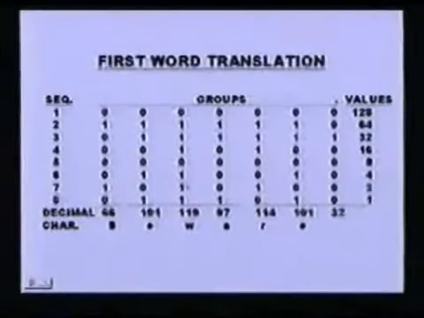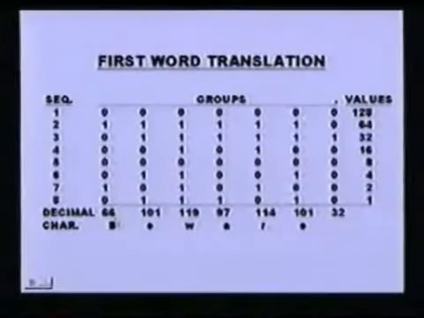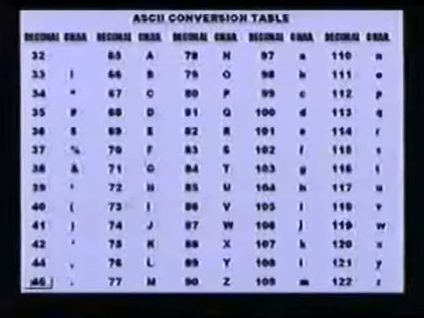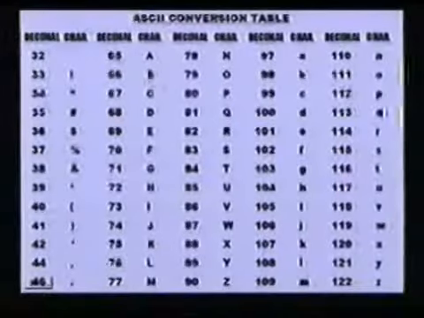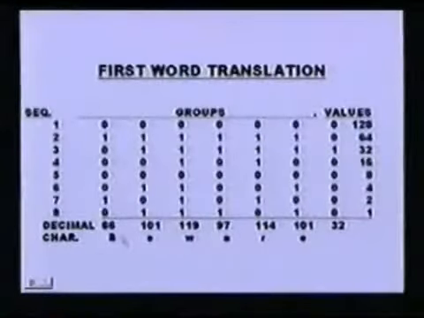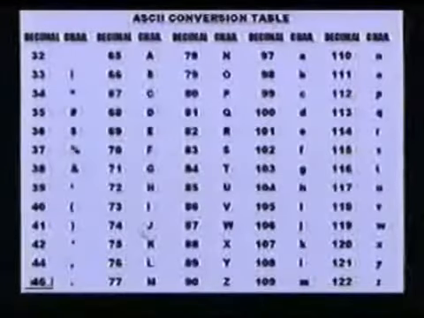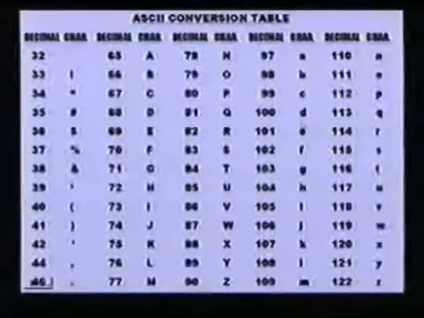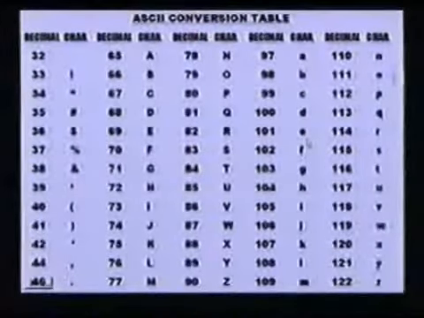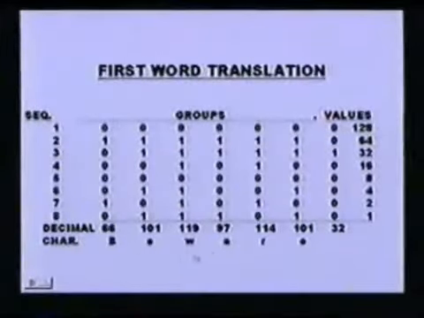For instance, the first group has a decimal value of 66. When you find this number of 66 in the table of sequential values, you find that it corresponds to the capital letter B, which is the first letter here. The second group has a decimal value of 101. When you find the number 101 in this table, you discover that it corresponds to the lowercase letter E, which is here. This can be done for all of the groups in the same manner.